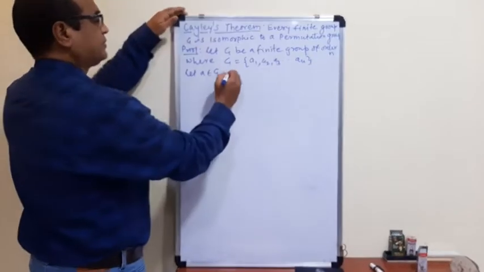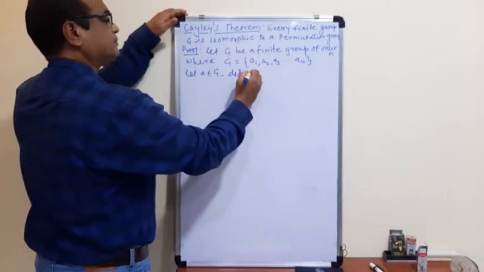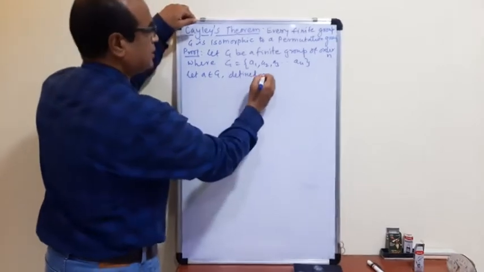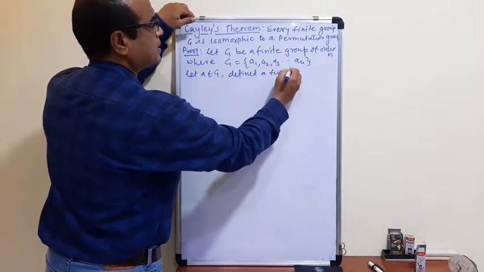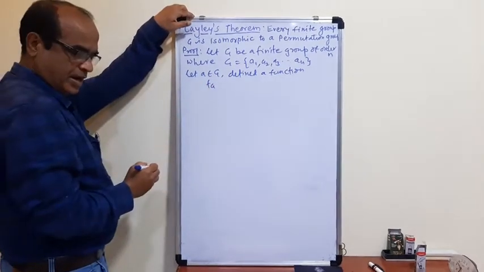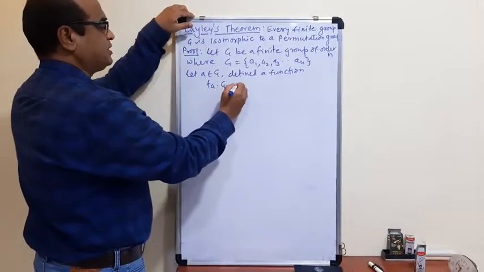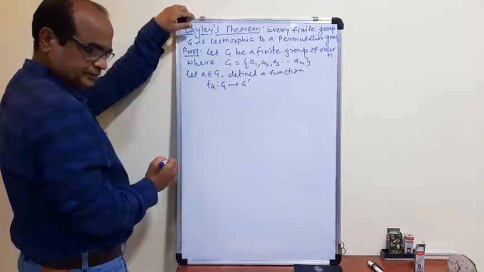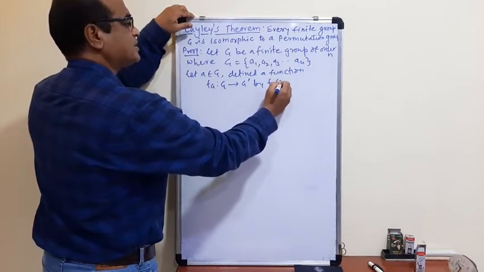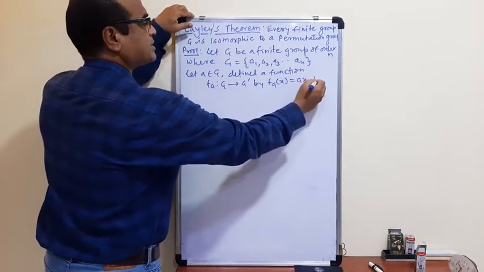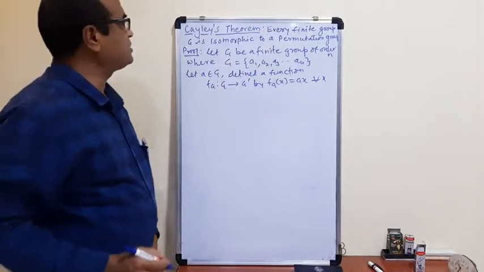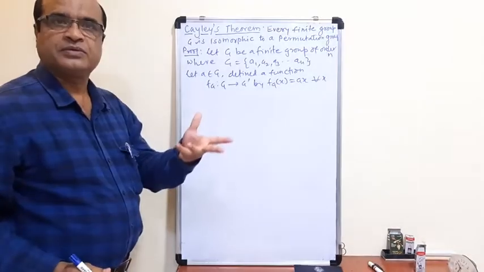Define a function f_a from G to G dash by f_a(x) is equal to ax for all x. Okay. So what is the theorem here? Every finite group G is isomorphic to a permutation group.